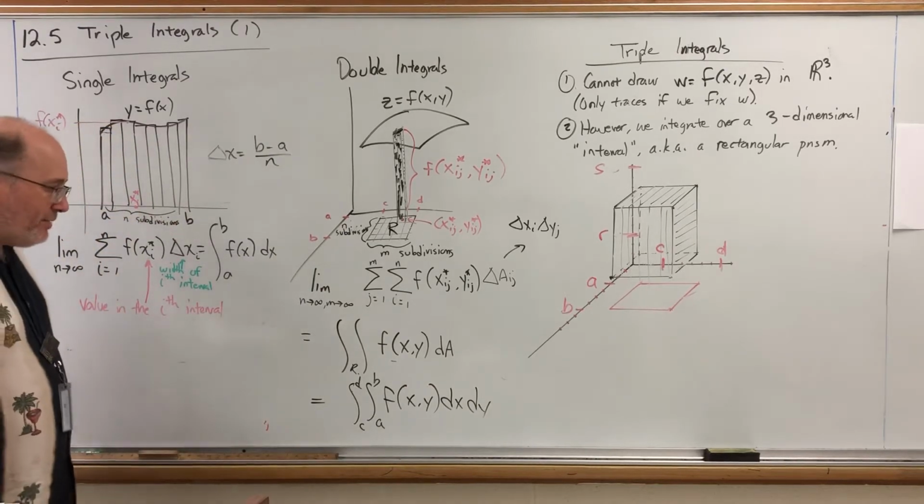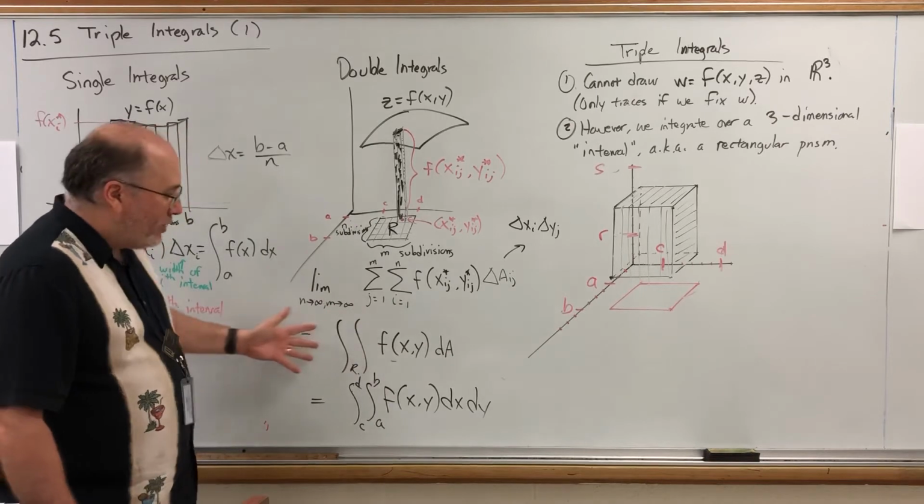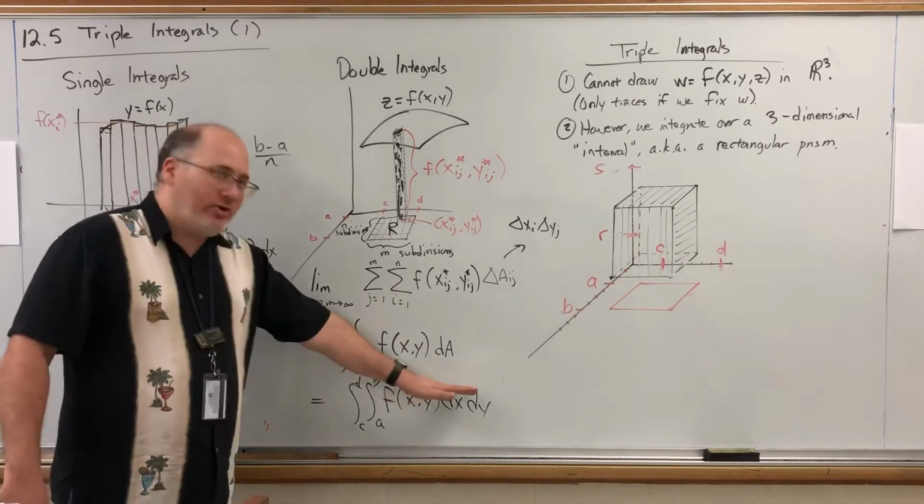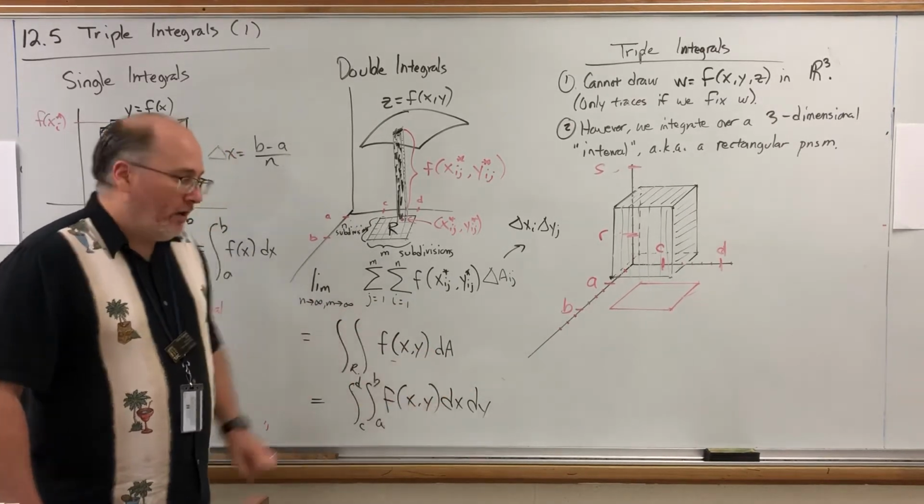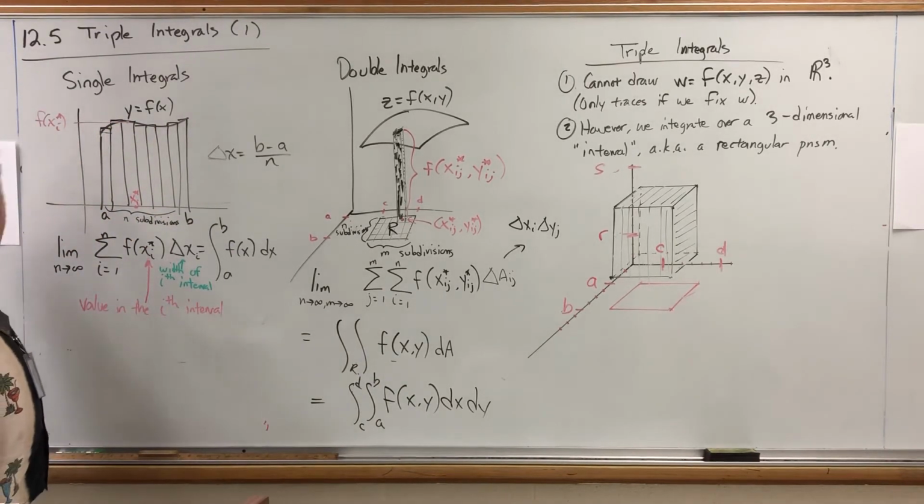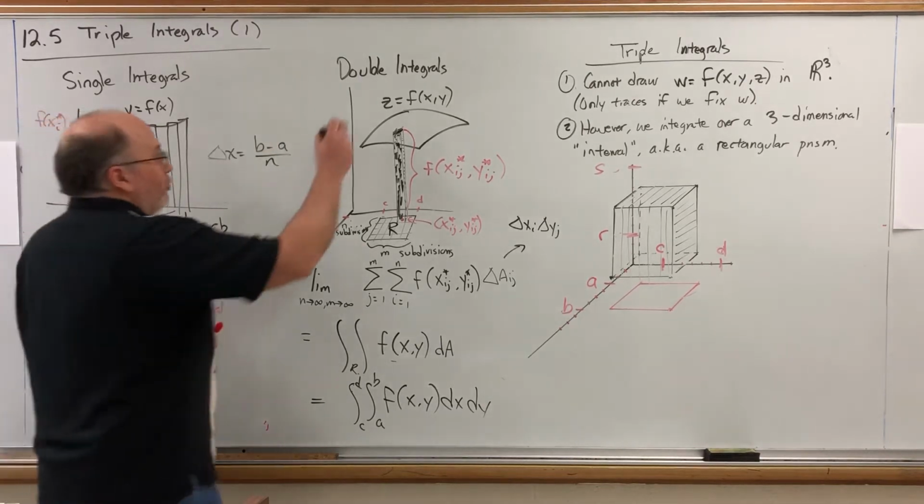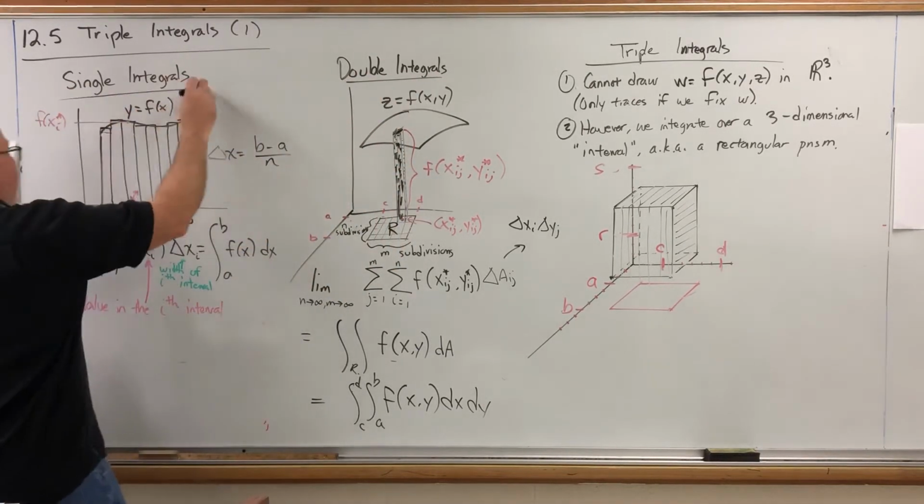They kind of mean the same thing. The difference is how you evaluate a double integral: you do an iterated integral, one integral followed by another. But it's the extension from functions of one variable to functions of two variables. So how do we do a triple integral? Or what's the premise behind a triple integral?